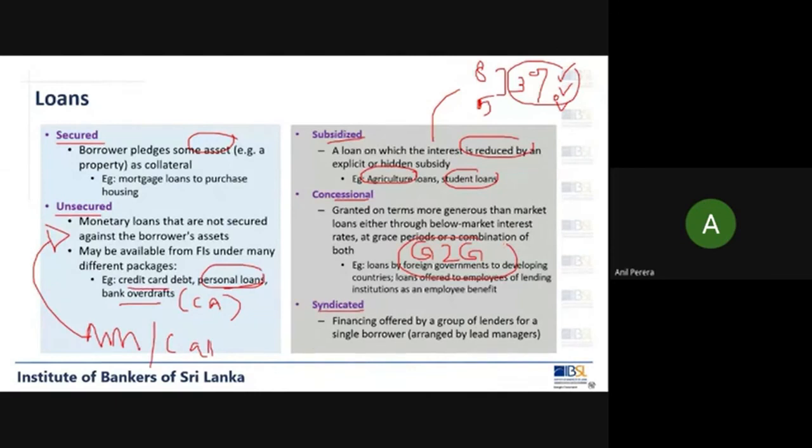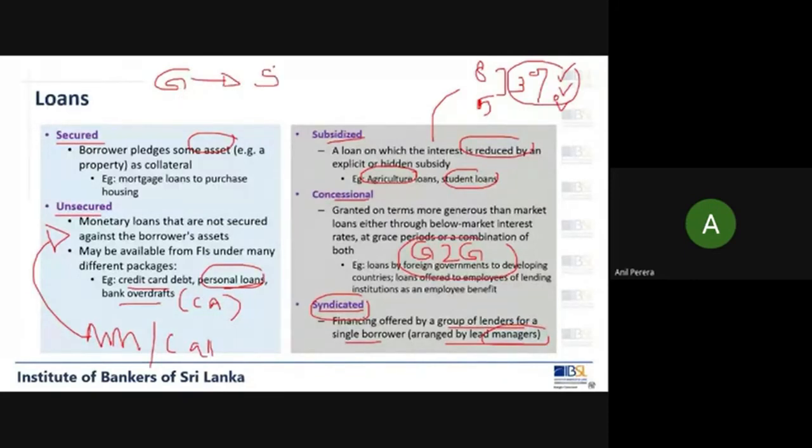Syndicated loans are there. The word syndicated indicates a collection of investors. It is a financing offered by a group of lenders for a single borrower, arranged by lead managers. Lead manager means who's basically supporting the loan arrangement. Now, syndicated loans are mostly government loans. So when the government borrows from international markets, they go for a syndication.